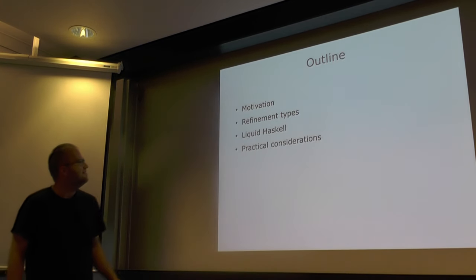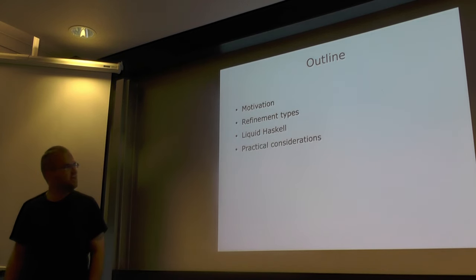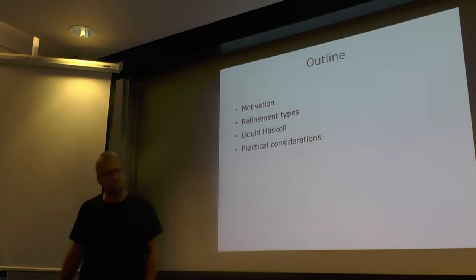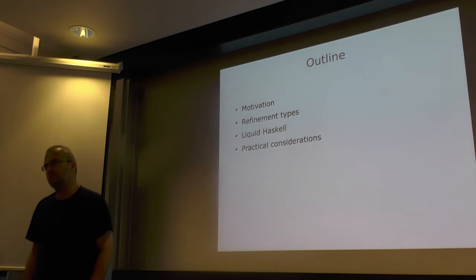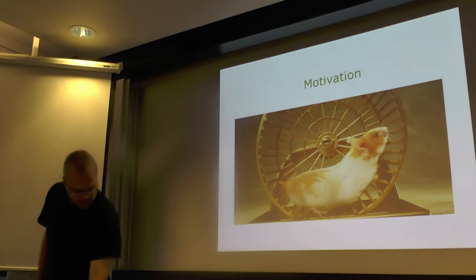So, the talk will have a simple structure. First, we'll look at the motivation, why do we need refinement types or similar approaches. Then we will define what they are. Then we will look at the particular implementation of refinement types for Haskell, which is called Liquid Haskell. And then we'll just, as usual, look at some practical considerations and some experience with that particular tool. So, motivation.